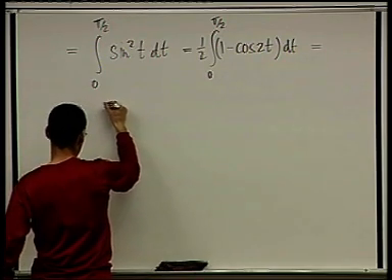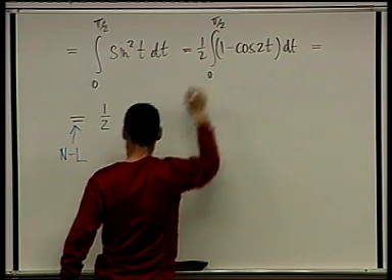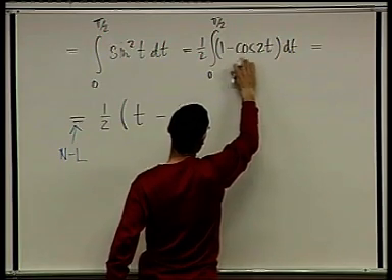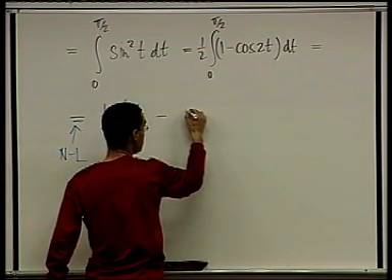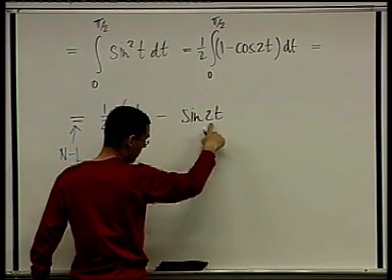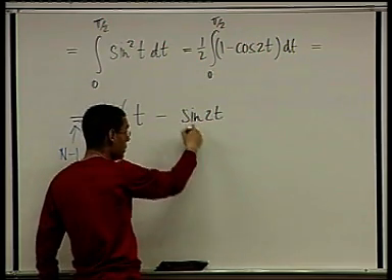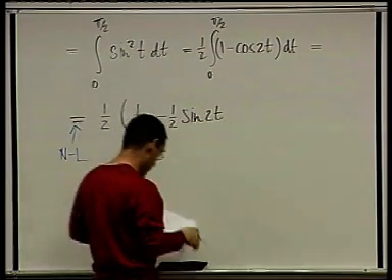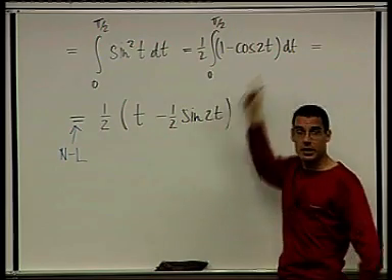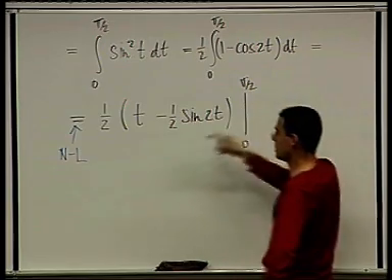So I get this 1/2 sitting out here. What's the antiderivative of 1? t. Minus, what's the antiderivative of cosine of 2t? Sine of 2t. But wait, the derivative of sine of 2t is cosine of 2t times the inner derivative 2, which I don't want, so I'm going to add a 1/2 here. So this is the antiderivative, and it was an immediate antiderivative, evaluated between 0 and pi over 2. This is Newton-Leibniz.